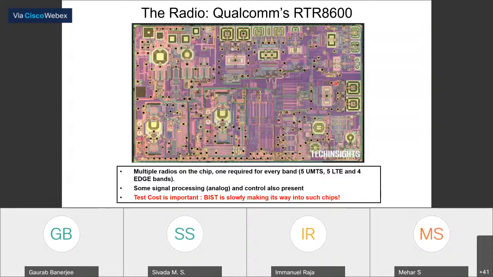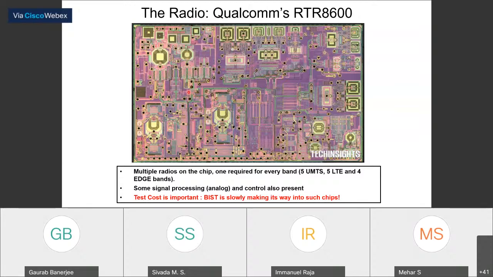So this would be a die shot of an RFIC, courtesy of a company called Tech Insights that tears these things apart. If you make a few observations, you can see that you pretty much have one radio required for every band. And you have five UMTS, five LTE, and four EDGE bands on this particular chip. This number also keeps changing depending on which product you're going to support, right?